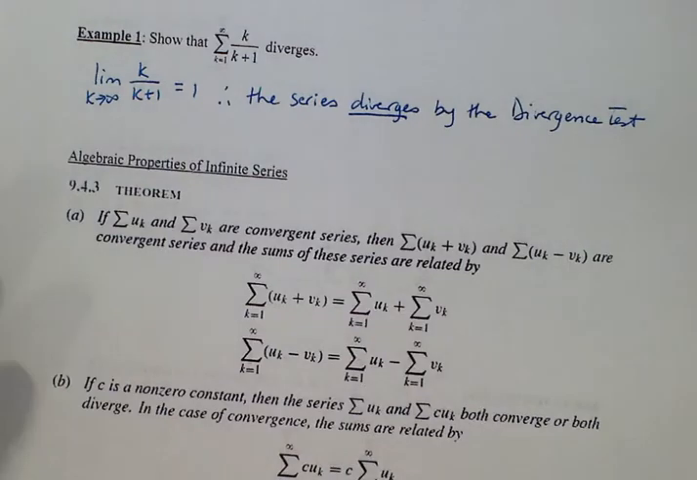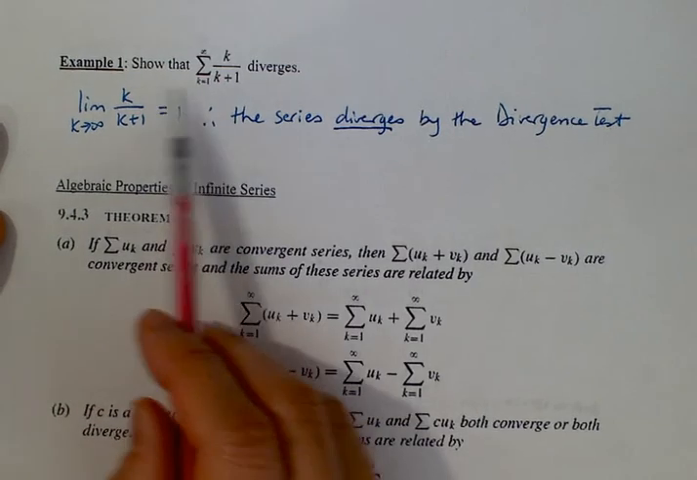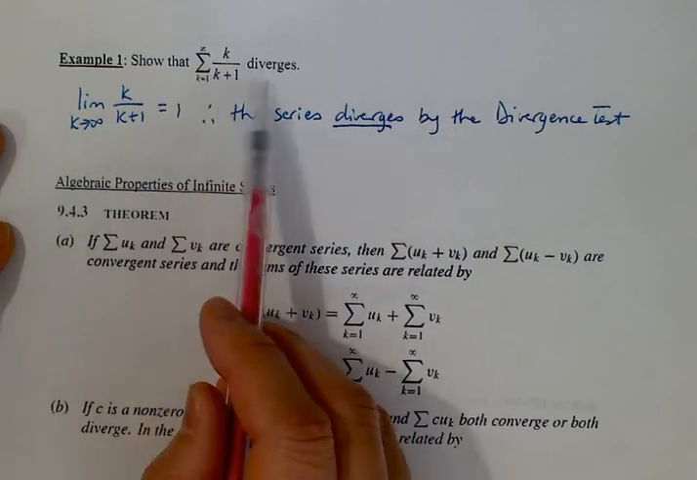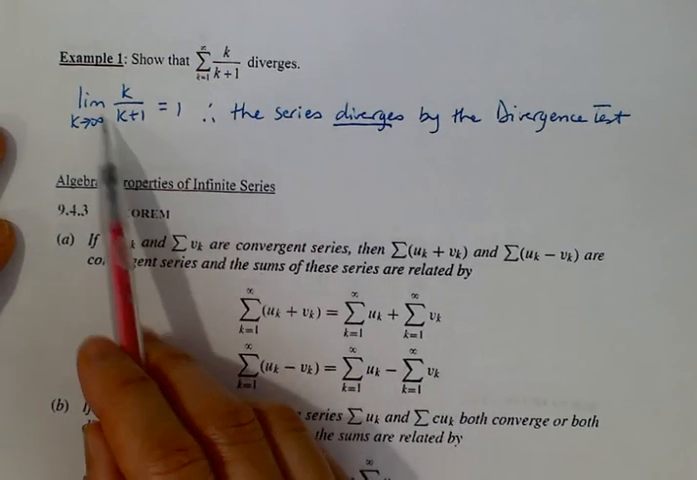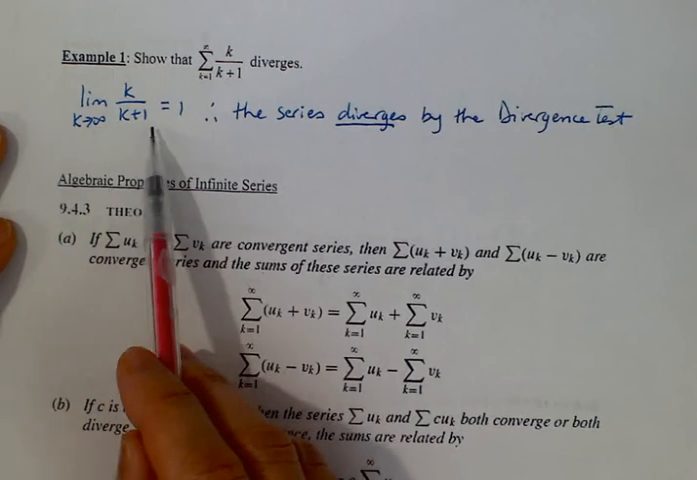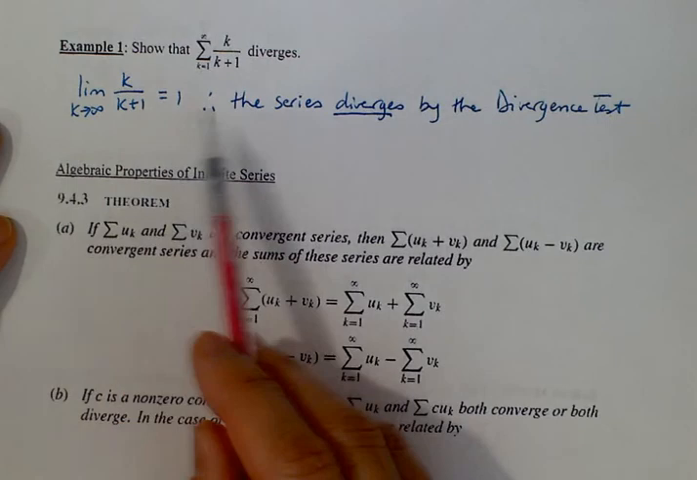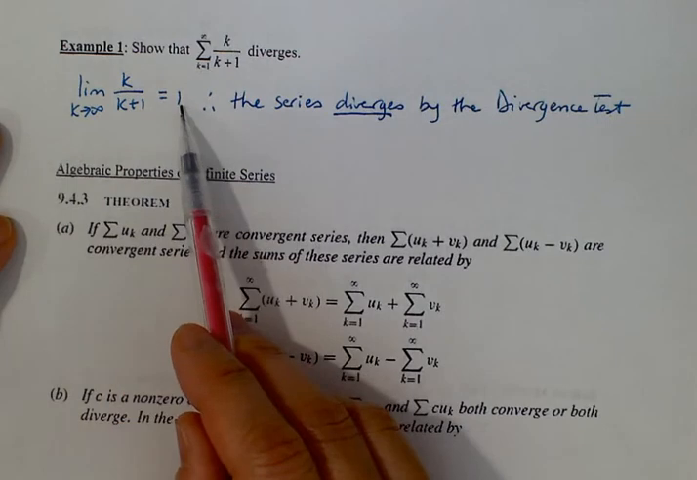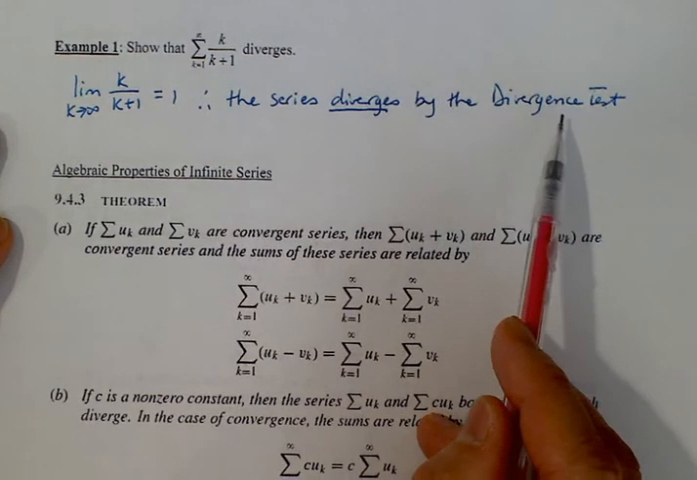Okay, this is on page 14, and here's an example. Show that this series diverges. I'm going to look at the kth term. So take the limit of k over k plus 1 as k goes to infinity. You'll be doing it just like you did with your sequence in section 9.1. Since it does not equal 0, it equals 1, the series diverges by the divergence test, and then you're done with the problem.